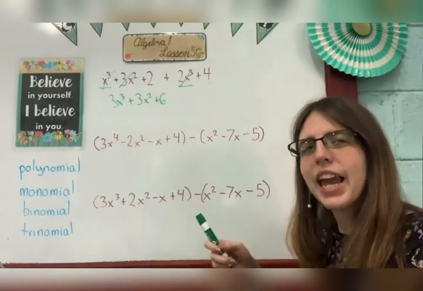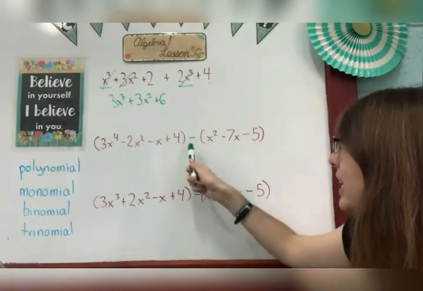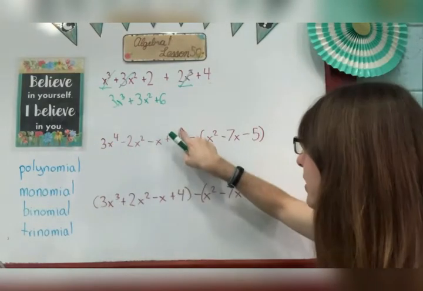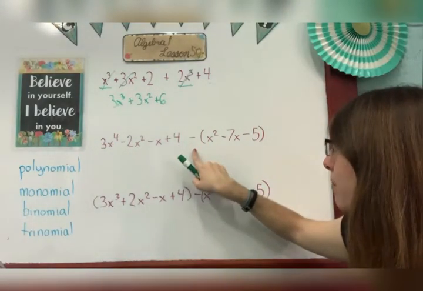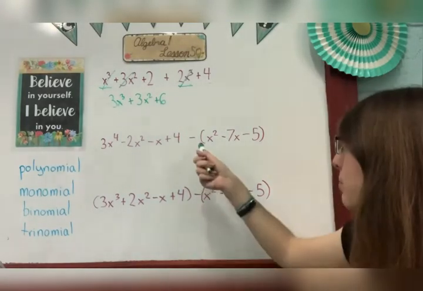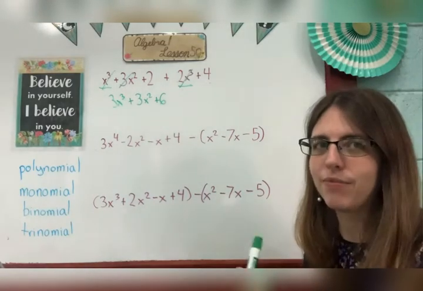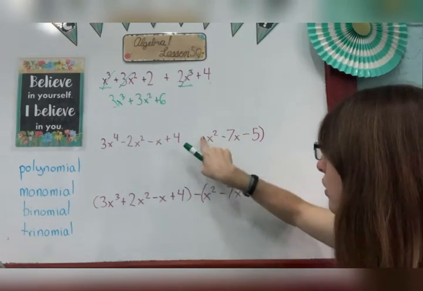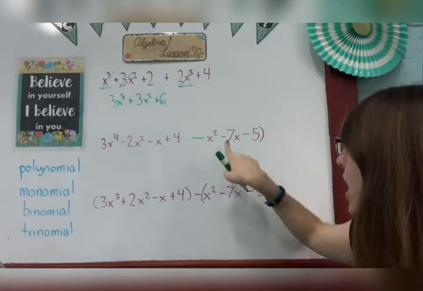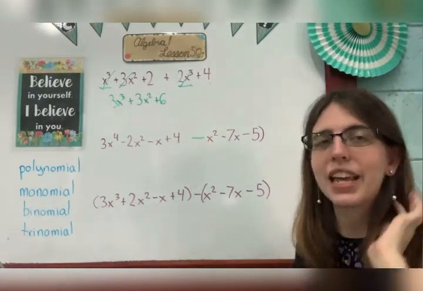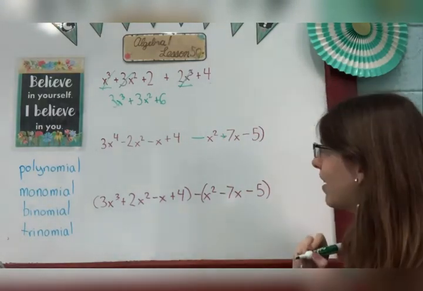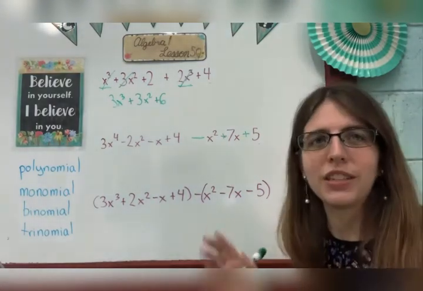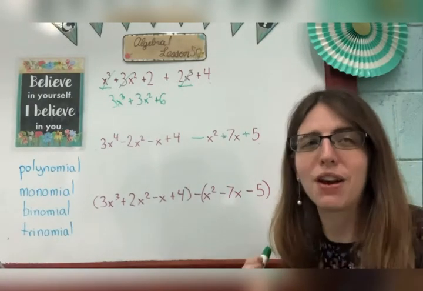Okay, now let's come to this one. It's not more complicated, but you have to pay a little more attention because you have a minus sign. In front of the first polynomial there is no sign, so that means it's positive, and I can just drop my parentheses. However, I have a minus sign here. So before I drop my parentheses, I have to multiply each term by -1. So x squared times -1 is negative x squared. Negative 7x times -1, a negative times a negative is a positive, so this becomes positive 7x. Negative times -5 is positive 5. Do you see how that changed? That's going to change a lot of values, so you have to be very careful.